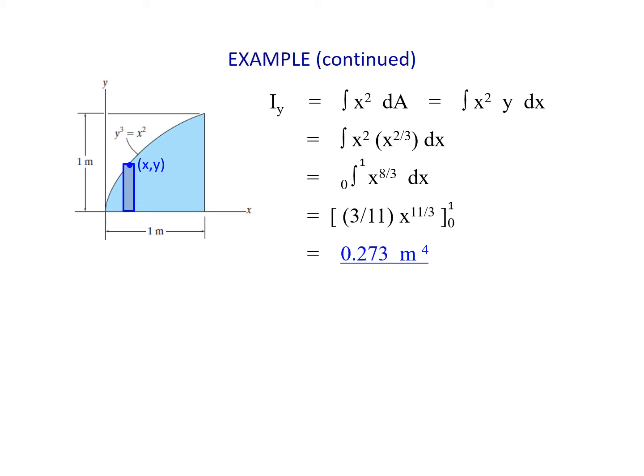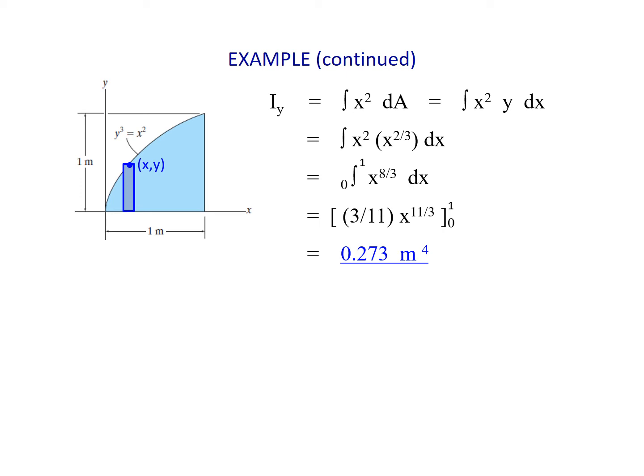The moment of inertia about y is equal to, on the upper right, the integral of x squared times y dx, and then we can substitute the fact that we know that the function y cubed equals x squared could also be said as y is equal to x to the 2/3. So our integral becomes the integral of x squared times x to the 2/3 times dx. This one's an easier one to integrate, and we can integrate from 0 to 1 to find that the moment of inertia in this case is equal to 0.273 meters to the fourth.